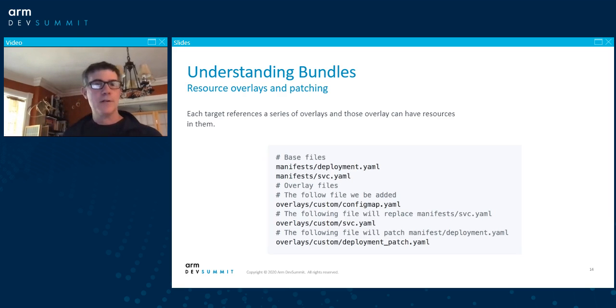Here's an image of resource overlays and how you might do patching. So you can see in this, the target reference has a series of overlays. That's at the bottom of this screenshot. At the top, you see the manifests. So the manifests are part of that core part of the bundle. And this is the file-based system that we can do the diffs on, right? Well, what happens here is that the overlays custom at the very bottom, that deployment_patch.yaml is going to be the patch for the manifest deployment option here.